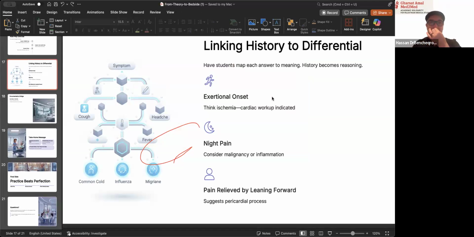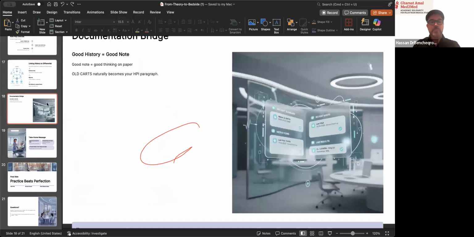We see that also in our intestines. If someone has pain after eating versus before eating, if the pain goes up at night, consider malignancy, cancer, or inflammation. If the pain is relieved by leaning forward, consider a pericardial process. Those are some of the things we think about. Okay?